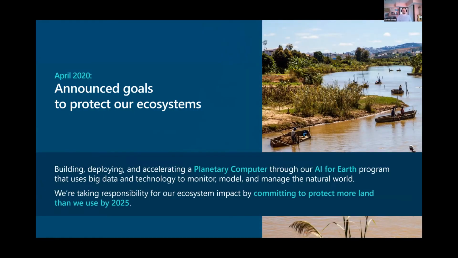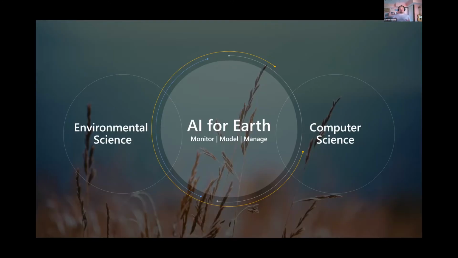And then for ecosystems, we have committed to, by 2025, protecting more land than we use, and also building and deploying what we're calling a planetary computer through our AI for Earth program. I'll touch on that later, but I want to talk about AI for Earth as a program. This is the team that I'm a part of. The program's aimed at the ability to monitor, model, and ultimately manage Earth's natural systems.